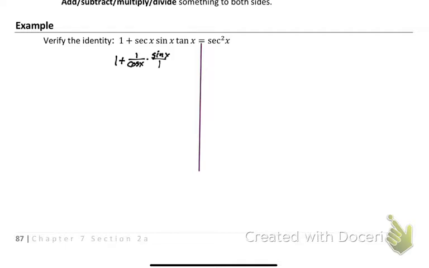Tangent, is that cosine over sine, or is that sine over cosine? Oh, I'm sorry. Okay, fair enough. Is it cosine over sine, or is it sine over cosine? It's sine over cosine.